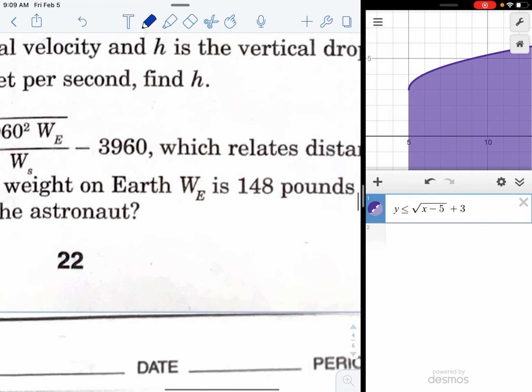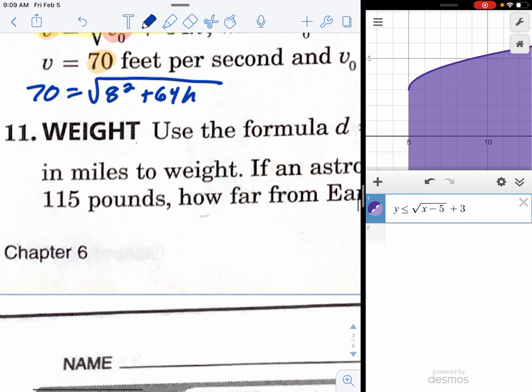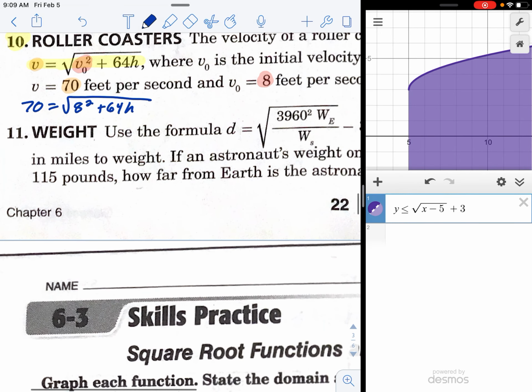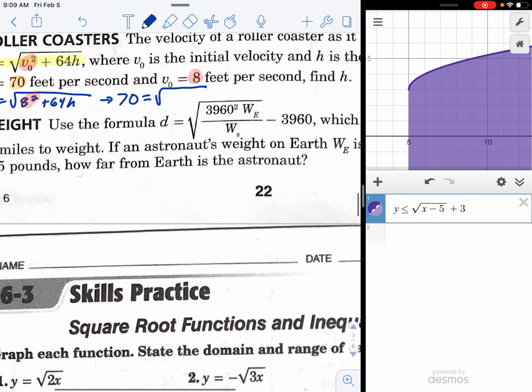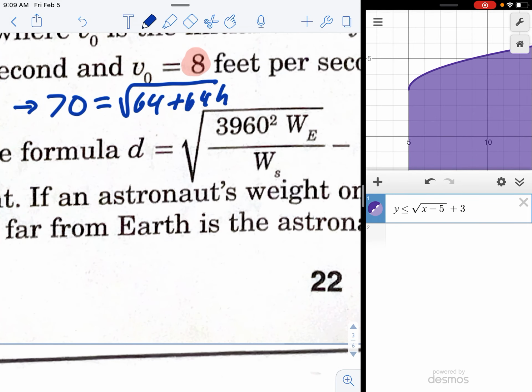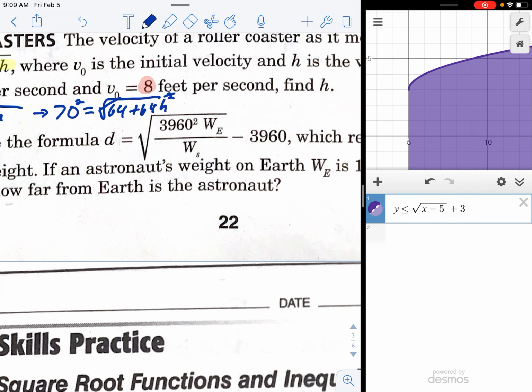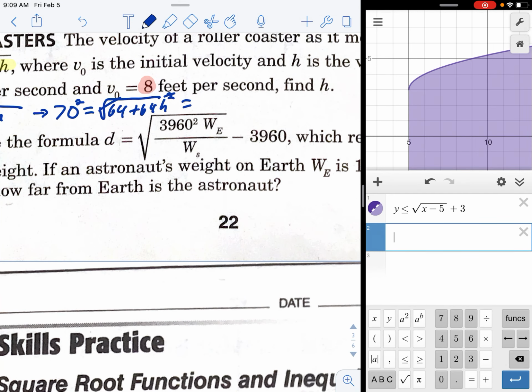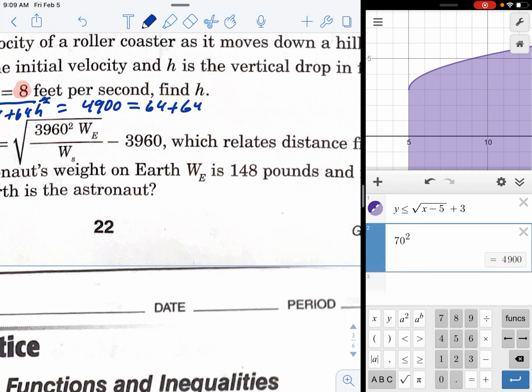Now, find h. So I need to manipulate this equation so that I can solve for h. The first thing I'm going to do is rewrite it like this. 70 equals the square root. What is 8 squared? 8 squared is just 64. So 64 plus 64h. Now if I want to solve this, I'm going to need to square both sides because squaring cancels out a square root. I get 70 squared, good grief, 70 squared, 4,900 equals 64 plus 64h.